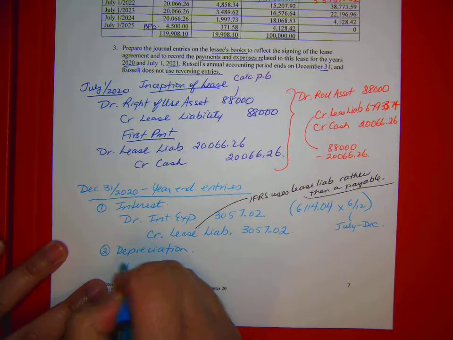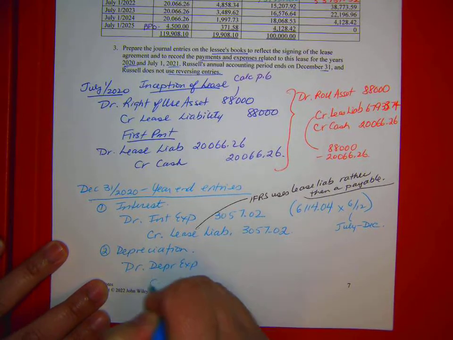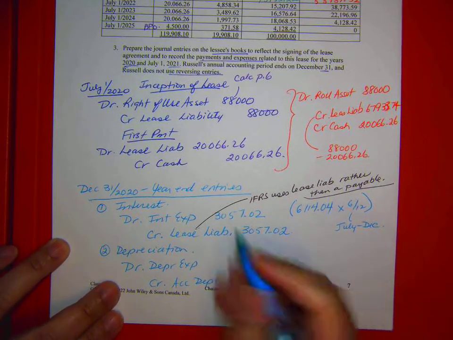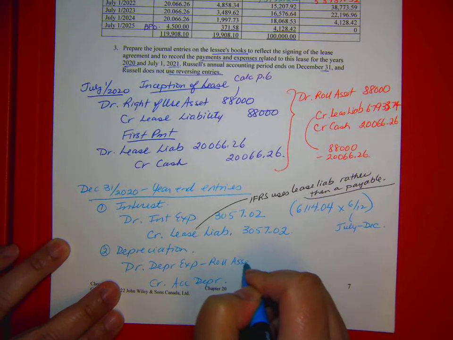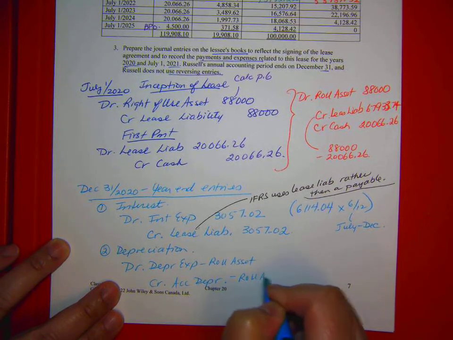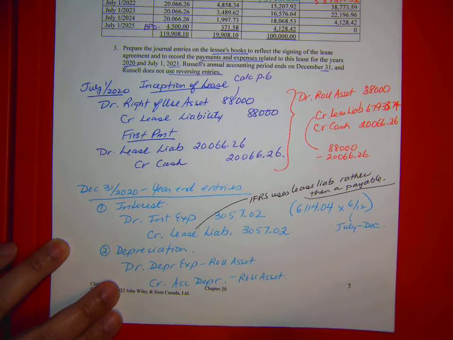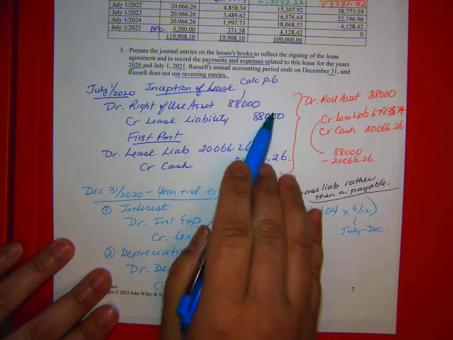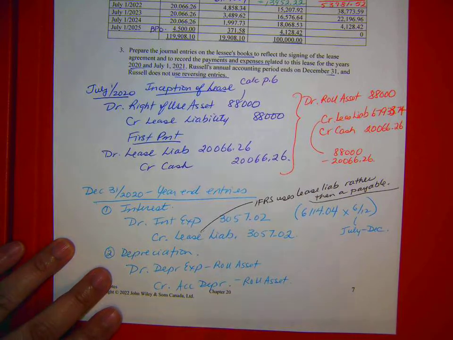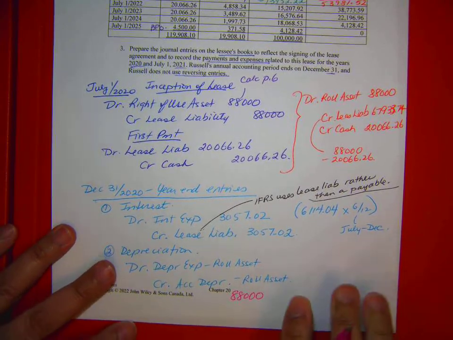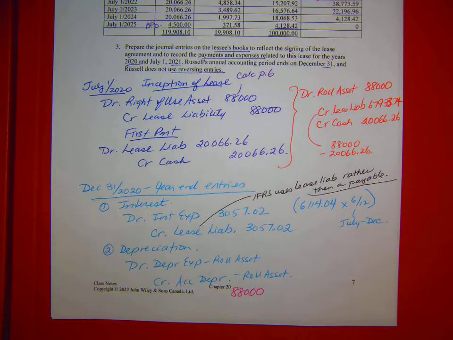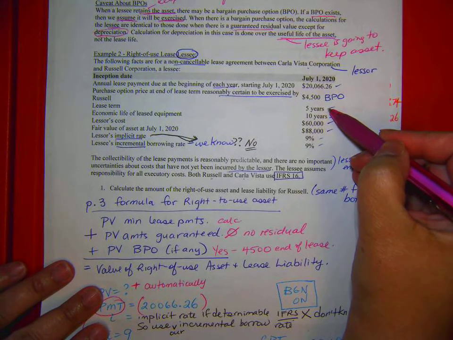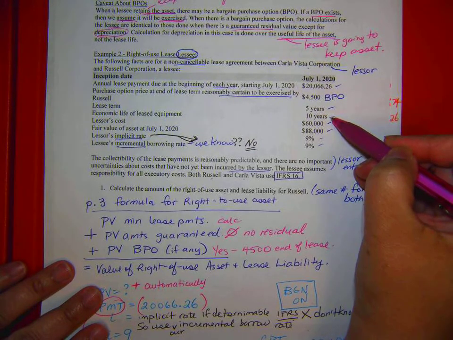So you know the depreciation entry there, it's easy. Depreciation expense, credit accumulated depreciation. And technically it's right of use asset. Okay, so we know the cost of the asset. Our right to use asset was $88,000. So we're going to put $88,000. But now we go back and we have to figure out, should we take it over the lease term or should we use the life of the equipment?